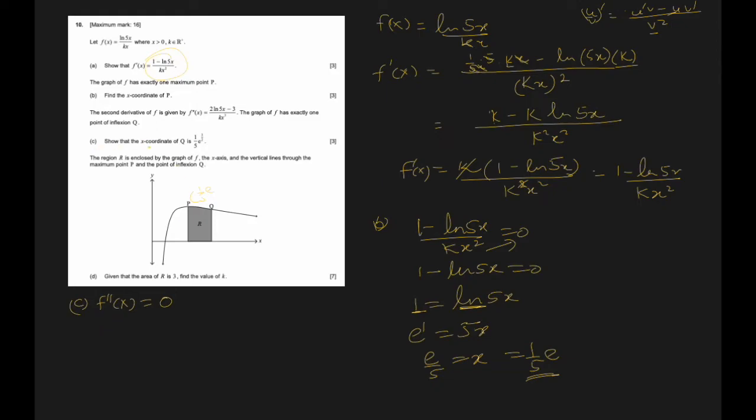And what are they saying? Show that the x coordinate. So they are asking again the x coordinate. By a similar method, we will find the x coordinate of point of inflection. 2 ln 5x minus 3 over kx cube, right? Equal to 0. So again, this multiplies with 0, gone. So we are left with what? 2 ln 5x minus 3 equal to 0. 2 ln 5x equal to 3.